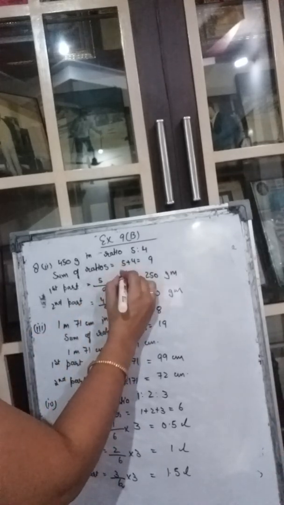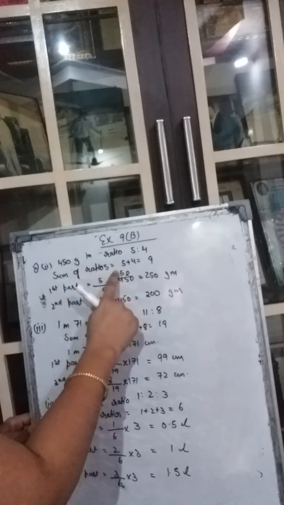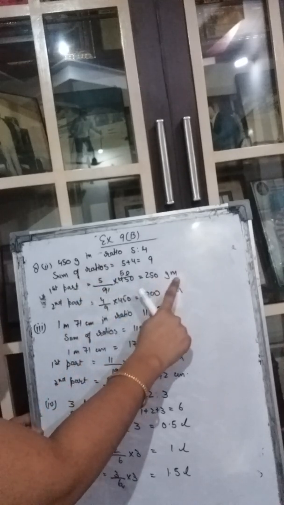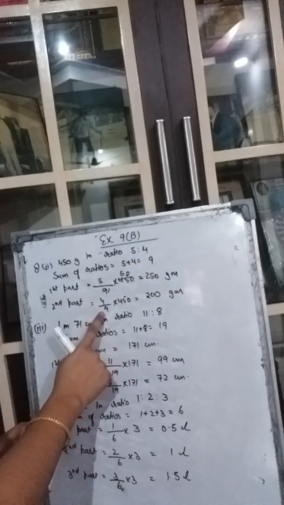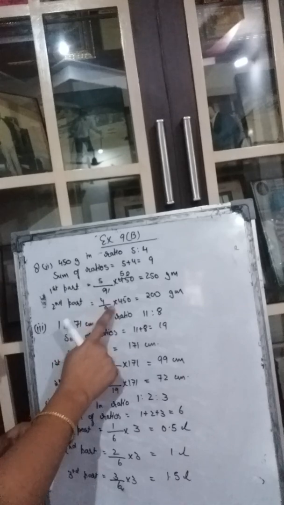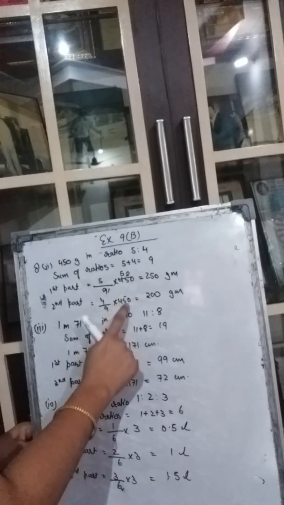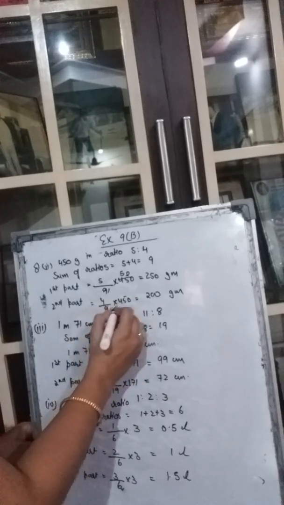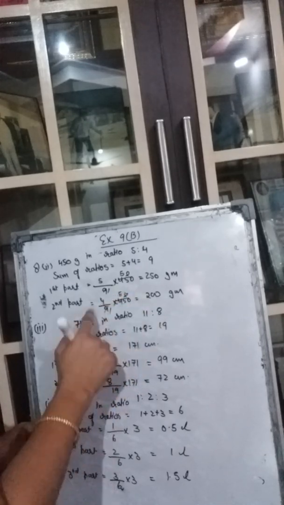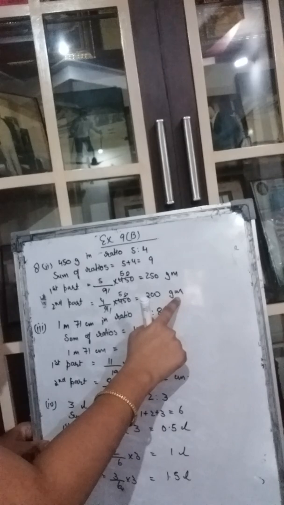So here it will be 9 ones are and 9 fifties are, and 5 into 50 is 250 gram. What will be the second part? Second part will be the second ratio upon the sum of ratio, 4 upon 9 into whatever the quantity has to be divided, 450. So it will be 9 ones are and 9 fifties are. So 4 into 50 is 200 gram.